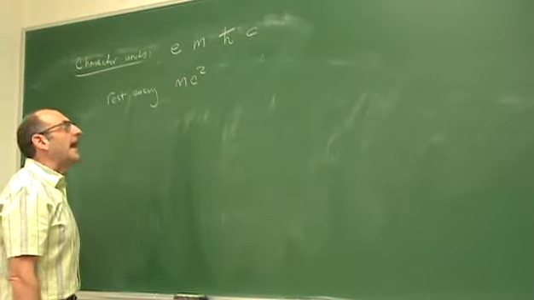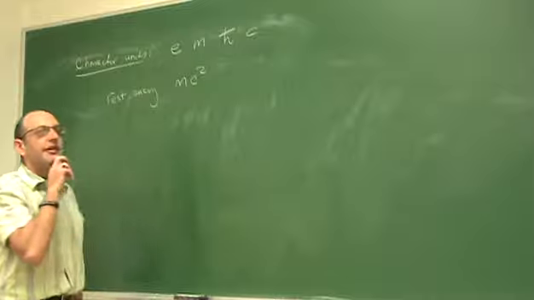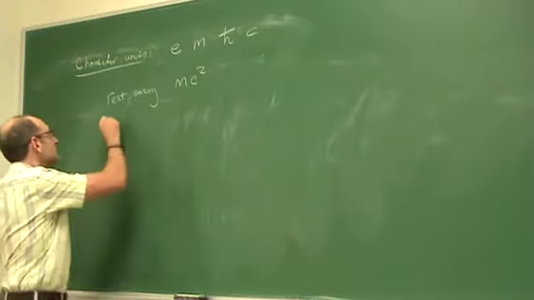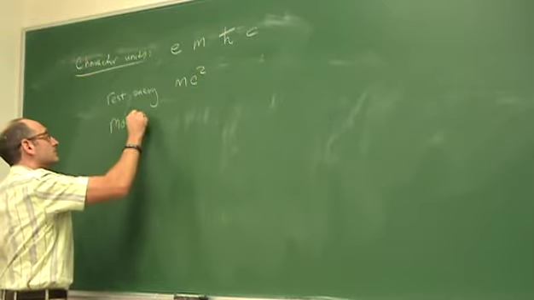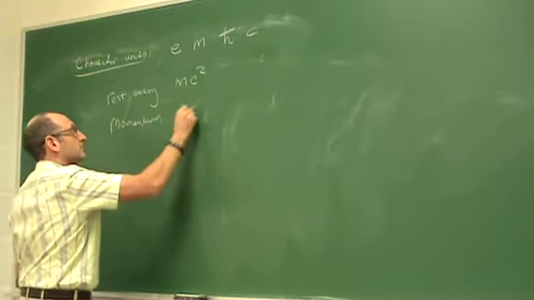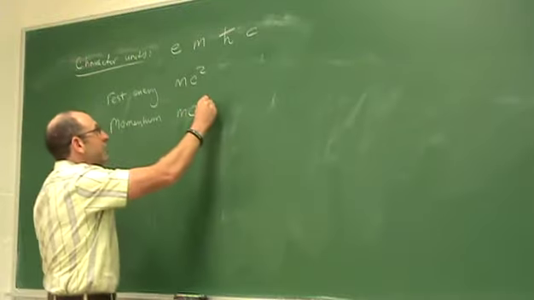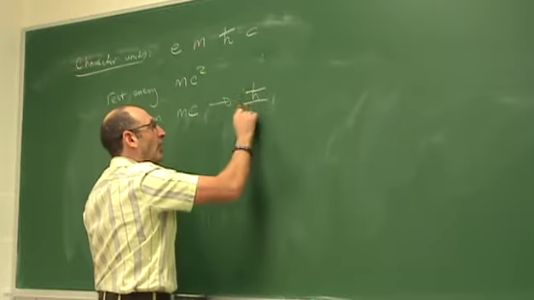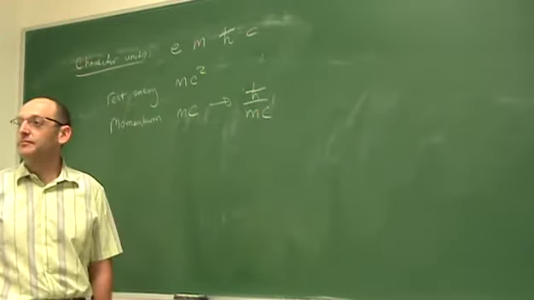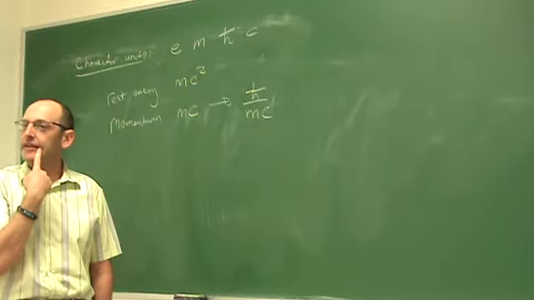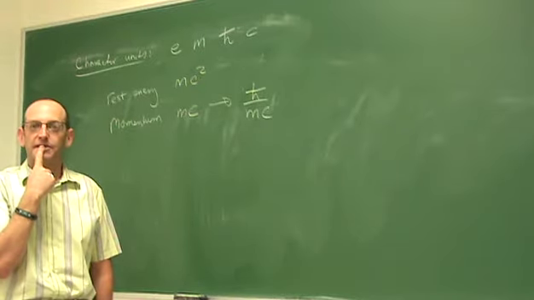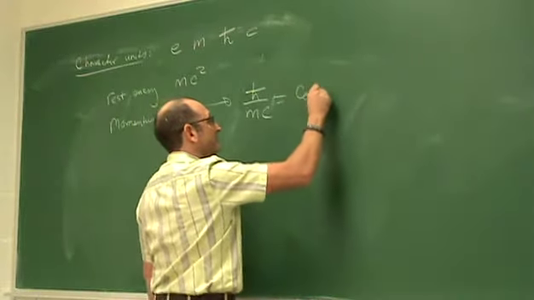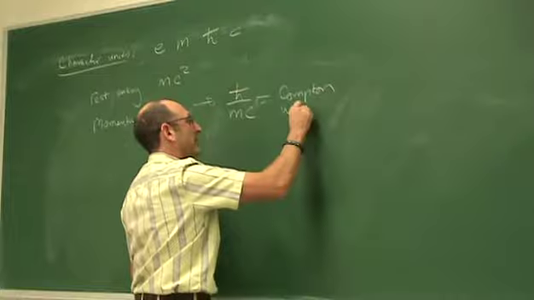Well, we have a new length because m times c is a momentum. And once we have h bar, we have a new length, which is h bar over that momentum. And what is that length? Compton wavelength. Excellent. Somewhere, we like that.